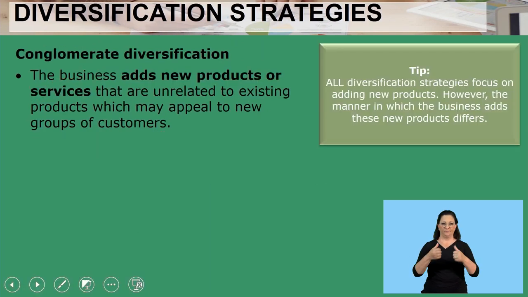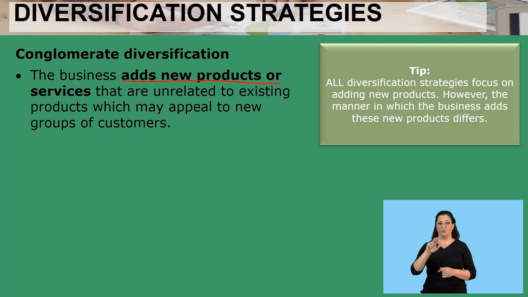Right, we move on to the last one. Remember I said CHC. The last one is conglomerate diversification. The business adds new products. Don't forget when I started, I said we are adding new products. However, the way we add them, they are different. So here the business adds new products or services that are unrelated to existing products, which may appeal to new groups of customers, different groups.